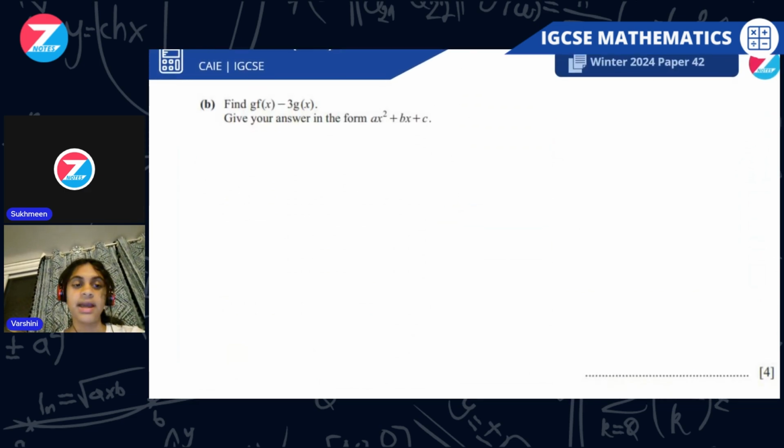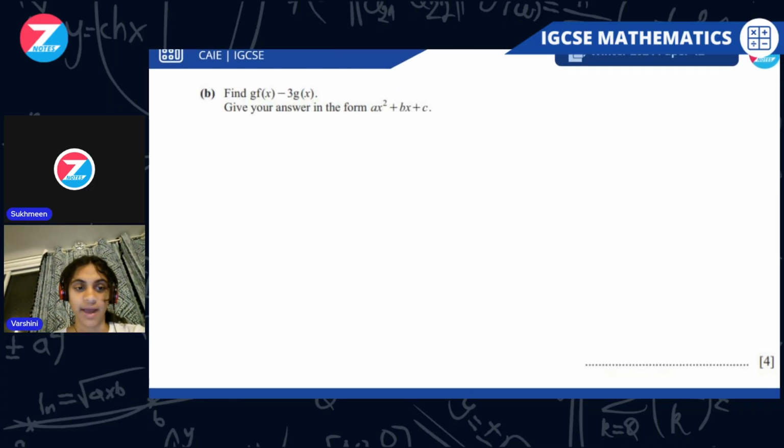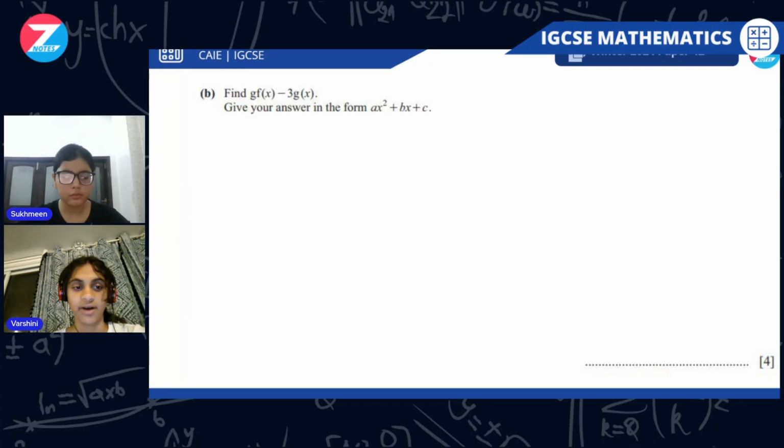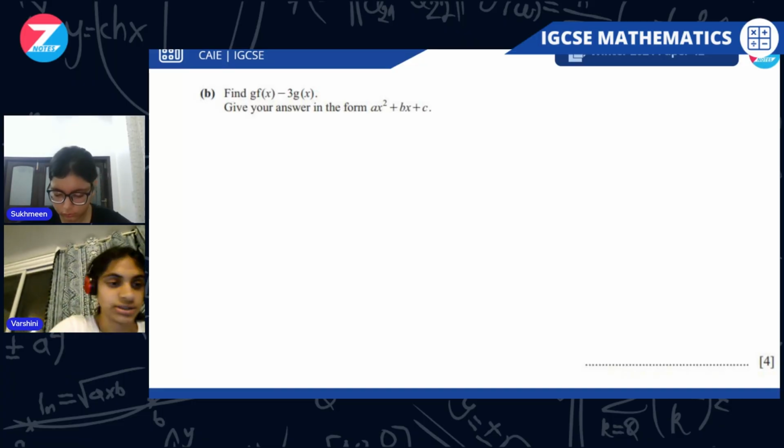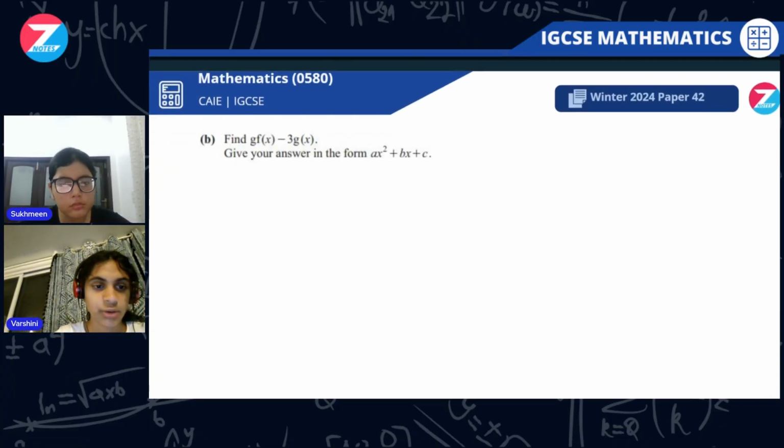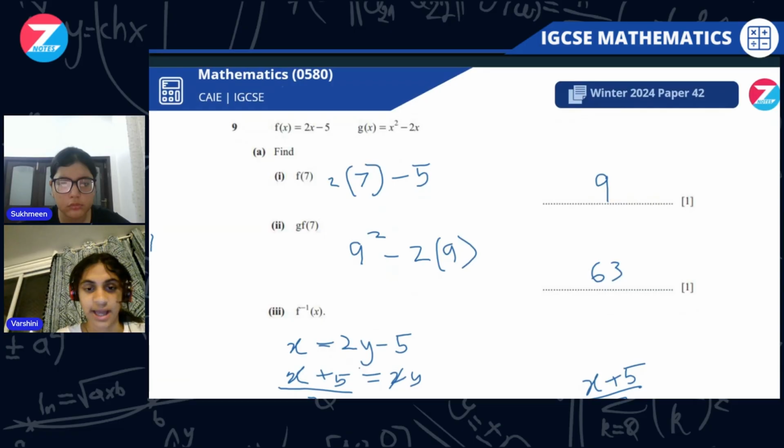Okay, part B. Find gf of x minus 3g of x, and give your answer in the form ax squared plus bx plus c. To find gf of x, again what we need to do is substitute the entire f function into the g function. So first let's find gf of x.